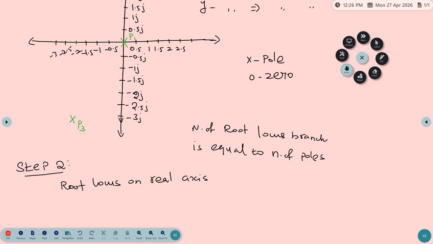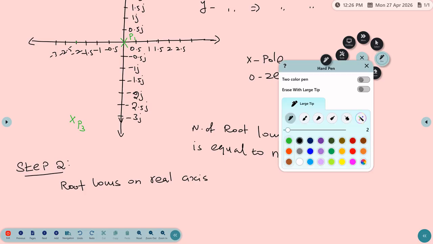If we are moving along the real axis, we have P1 on it. P1 is a pole that is present on the real axis. If any pole is present on the real axis, we should start the root locus from that point. So here we have P1 on the real axis, and I am going to start the root locus from P1. That means we should draw the root locus from P1.